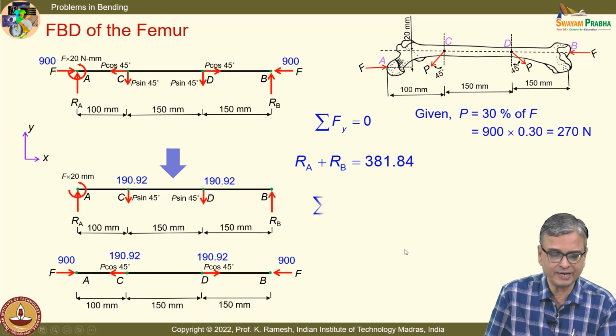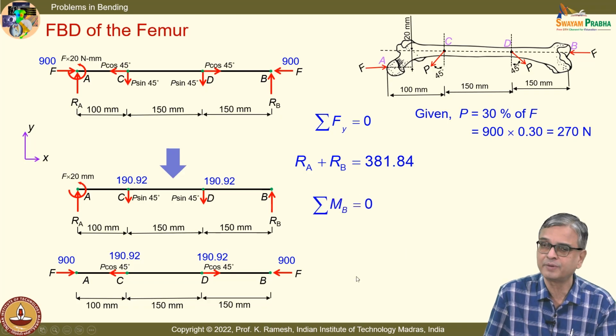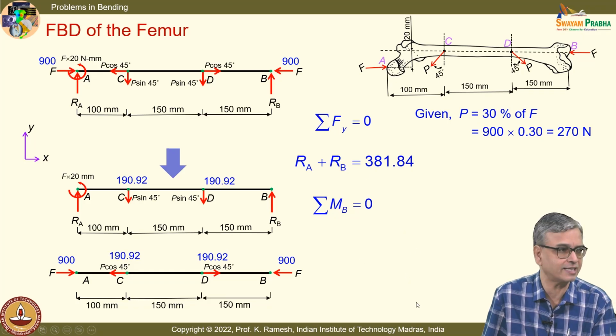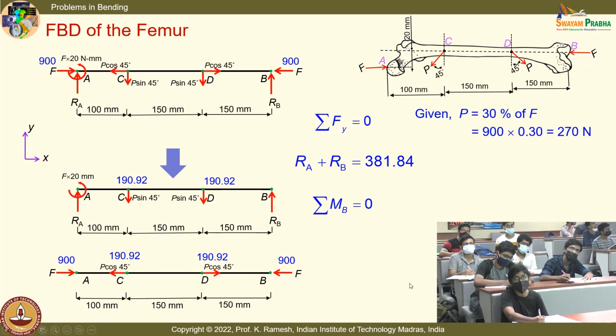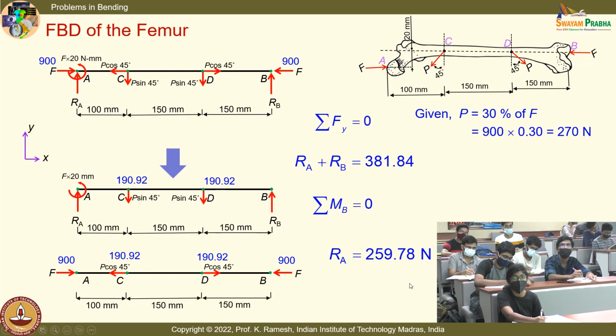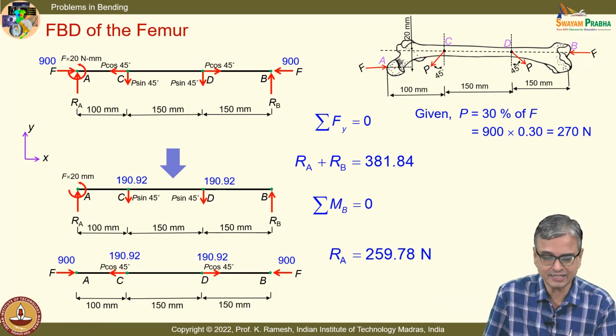And by taking the bending moment MB equal to 0, you can find out. This is from your rigid body mechanics. Please make a note of it. I have this reaction Ra as 259.78 and Rb as 122.06.